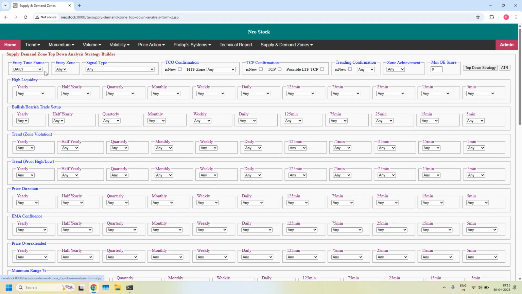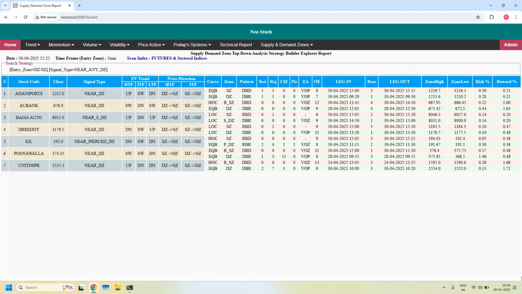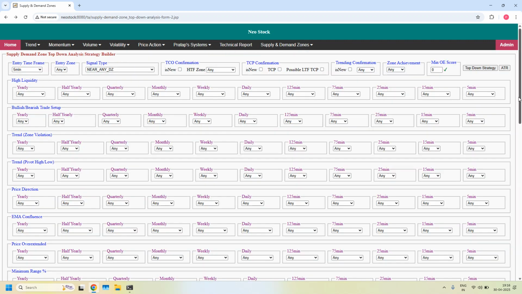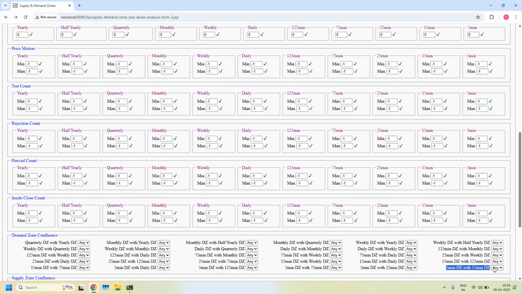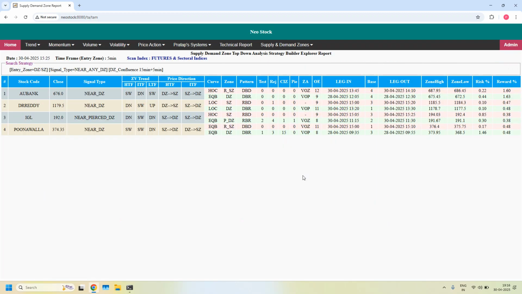Okay, next time frame is 5 minutes. Stocks near to the 5 minutes demand zone. We got 7 stocks. Let's verify how many of these zones have ITF demand zone confluence, that is 5 minutes and 15 minutes demand zone confluence. I am enabling the filter. Now 4 stocks are filtered. Out of 4, the third one is a pierced zone. You can ignore that zone.